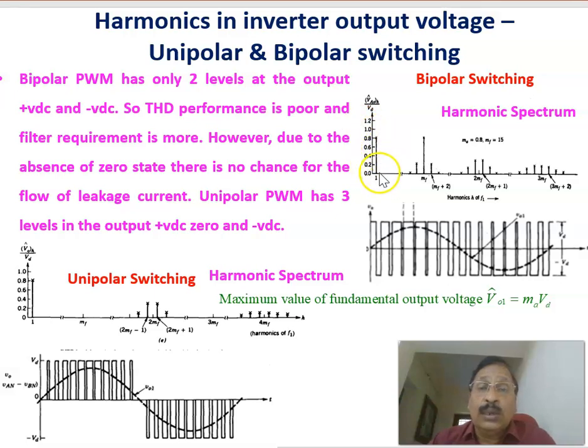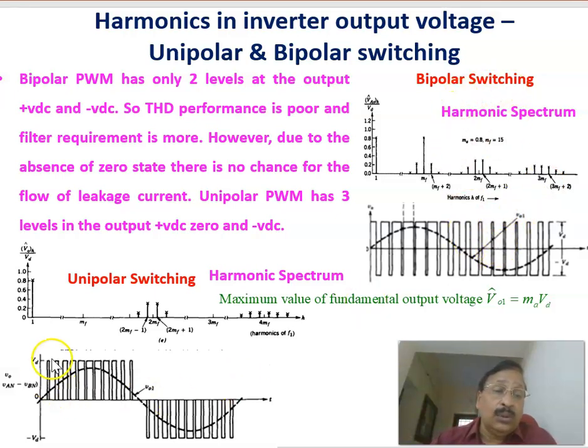This is the fundamental one corresponding to MA equal to, say here, 0.8 and MF equal to 15. This is equal to 0.8, which is the fundamental one, and these are the harmonics centered at MF, 2MF, 3MF, like that. That's the frequency modulation index. The harmonics are centered at high frequency, that can easily be removed. This is the case in bipolar switching.